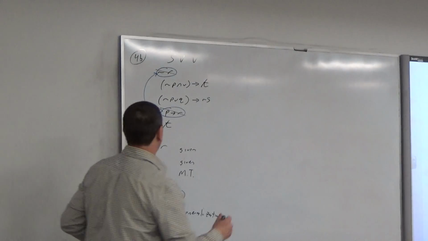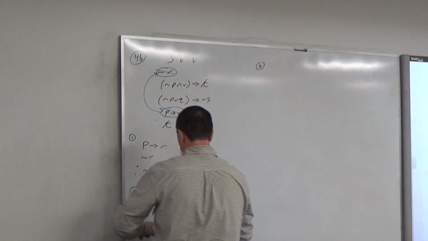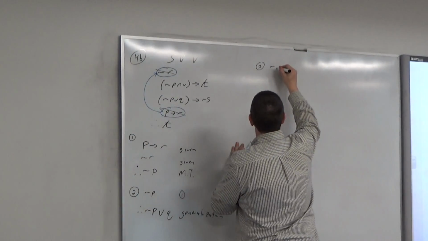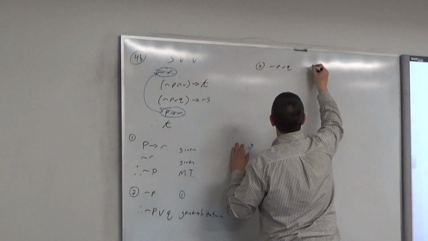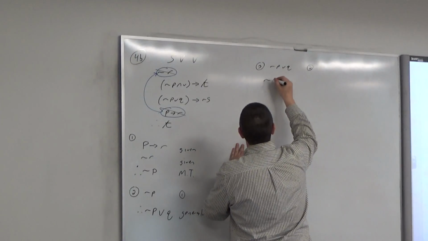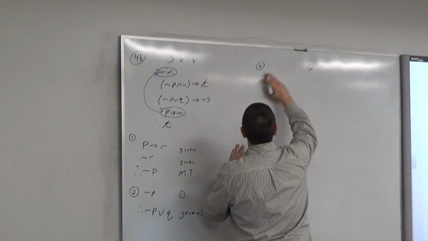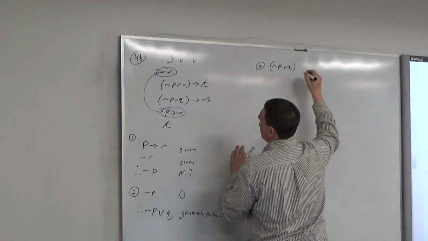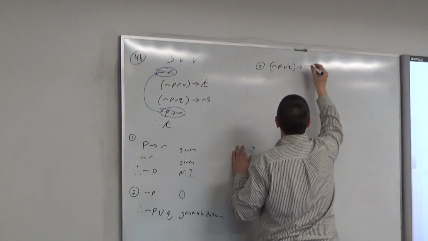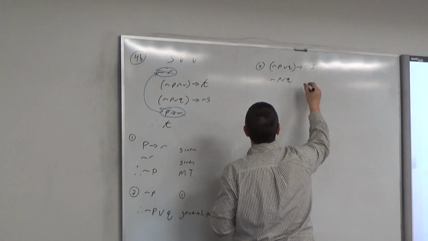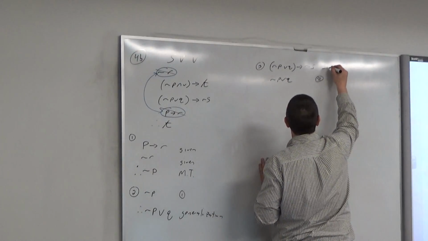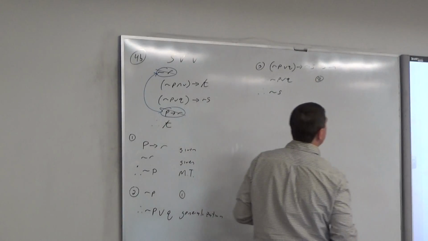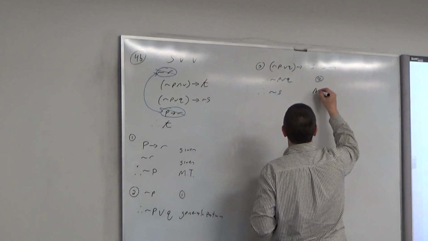Okay. Next thing we're going to do, we have not P or Q. We have not P or Q implies not S. That's from step 2, given to us. Oh, I'm sorry, I dyslexiated that. So this is going to be not P or Q implies not S. We have not P or Q from step 2. This is given. So therefore, by modus ponens, we have not S. Good.